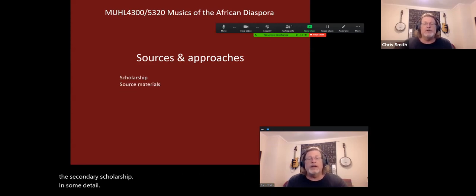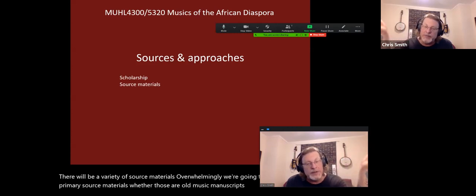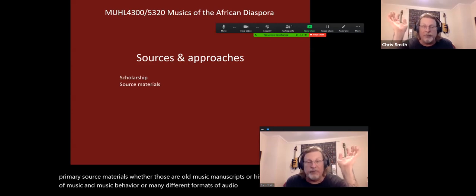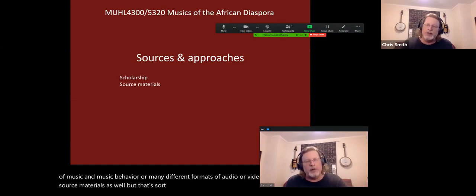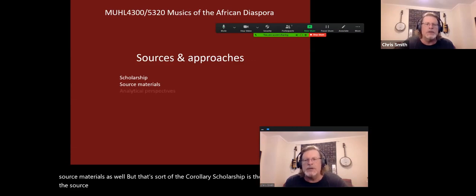There will be a variety of source materials. Overwhelmingly, we're going to be going for primary source materials, whether those are old music manuscripts or historical descriptions of music and music behavior, or many different formats of audio or video or other formats of source materials as well. But that's sort of the corollary. Scholarship is the secondary sources. The source materials are the primary sources.